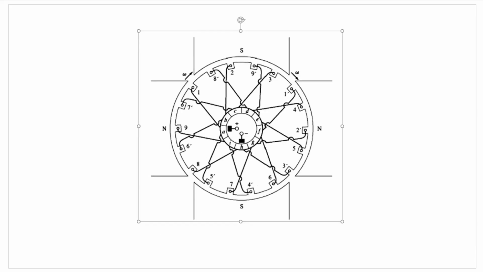This is a wave-wound DC machine. Again, note here that 1, 2, 3 represent the front ends of the coils, and 1 dash, 2 dash represent the back ends of the coils. In this case, you can see the front end of coil 1 is connected to commutator segment A, and the back end is connected to commutator segment F.